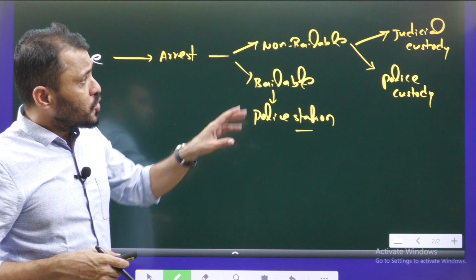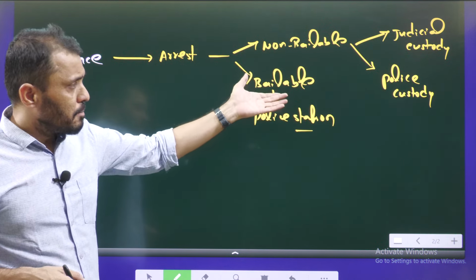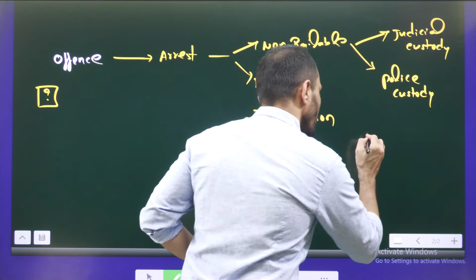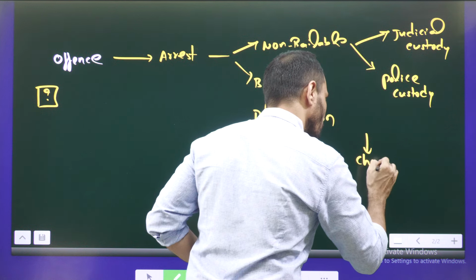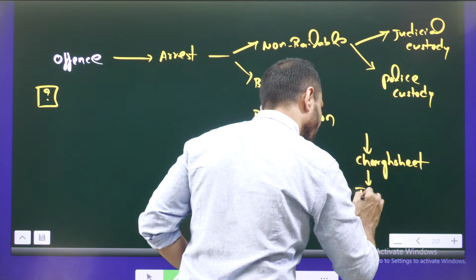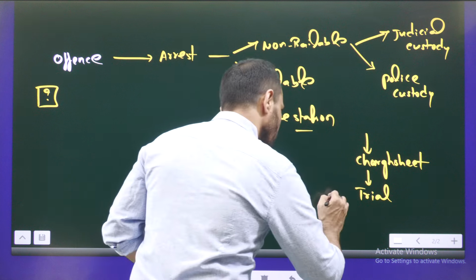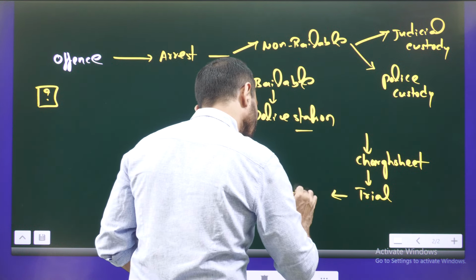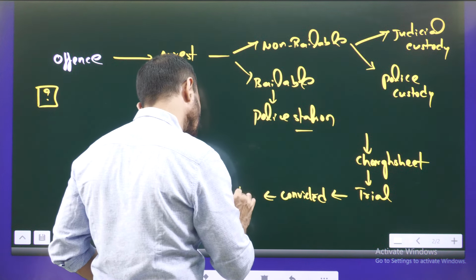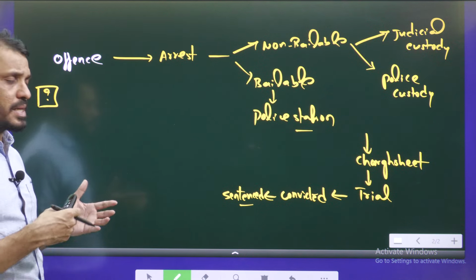Next. In the case of judicial custody and police custody, or in the case of a bailable offence, once the investigation is done, then the charge sheet will be filed before the court. Once the charge sheet is filed, then comes the court trial. After the trial, the person will be convicted. Then the person will be sentenced. Sentence is also known as imprisonment.